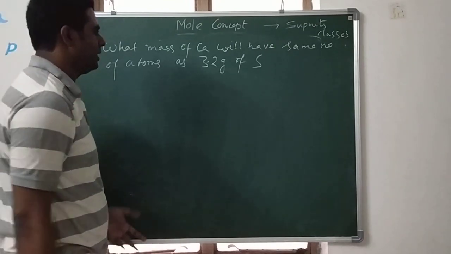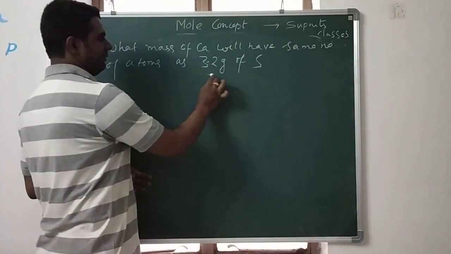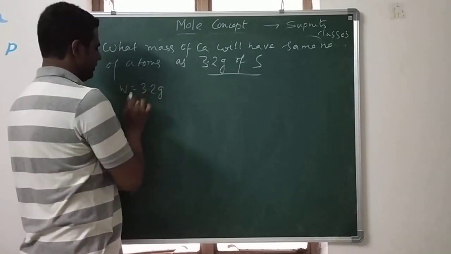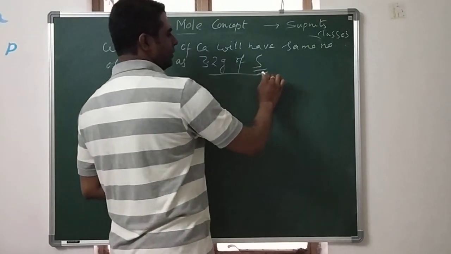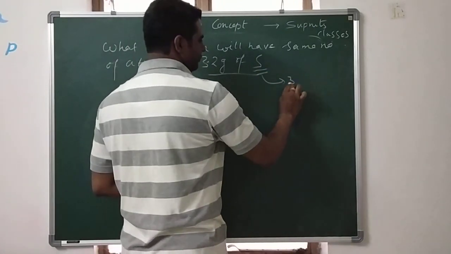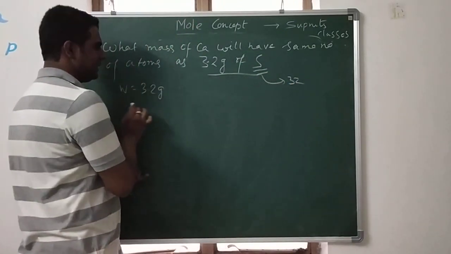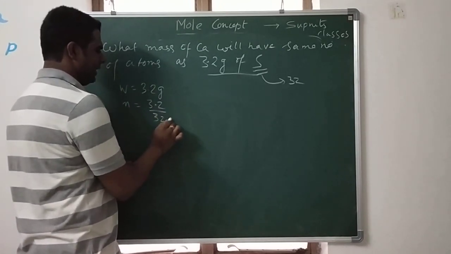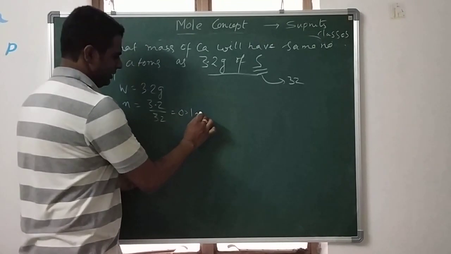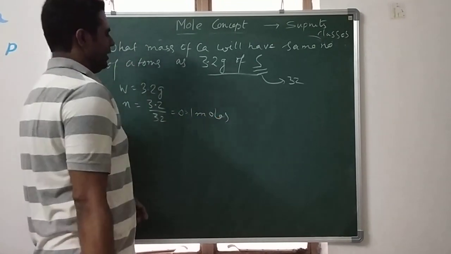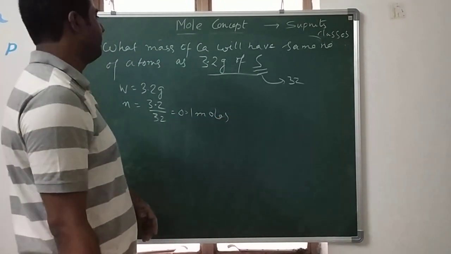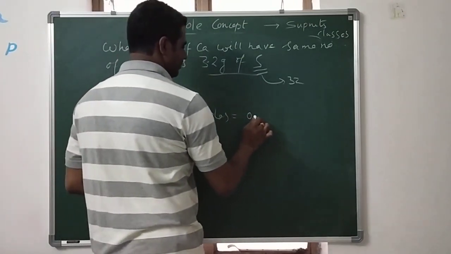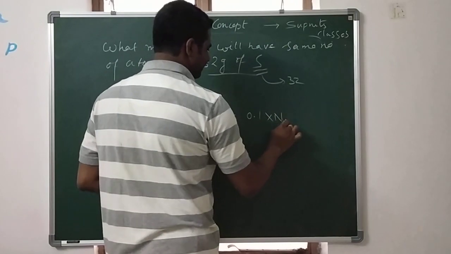So see, simple. What is given to you? 3.2 gram of sulfur. Weight. What is the atomic weight of sulfur? 32. So obviously you can calculate the number of moles. 3.2 by 32 again is 0.1. Right? 0.1 moles. Okay. So how many number of atoms will be there? 0.1 into Na.